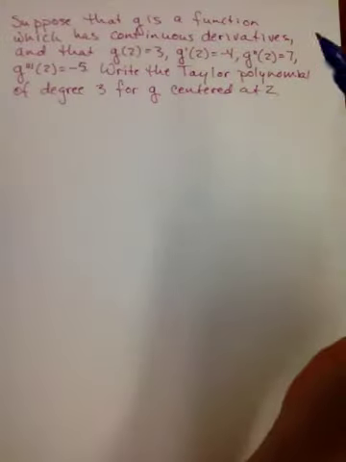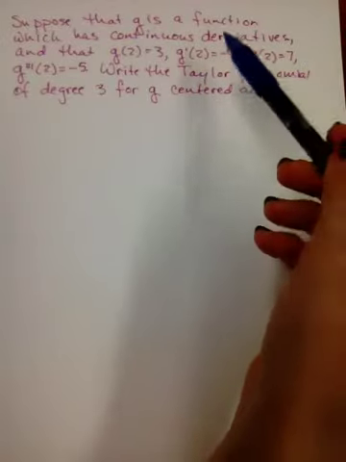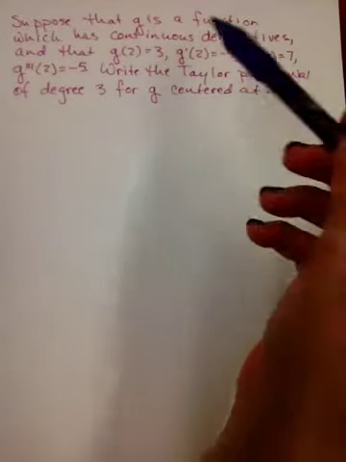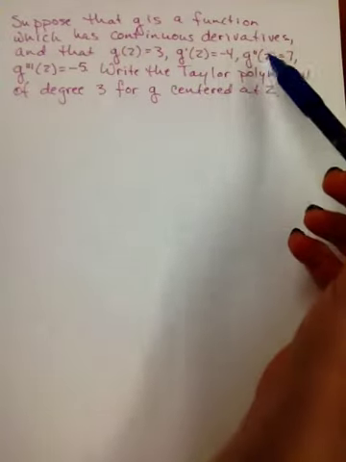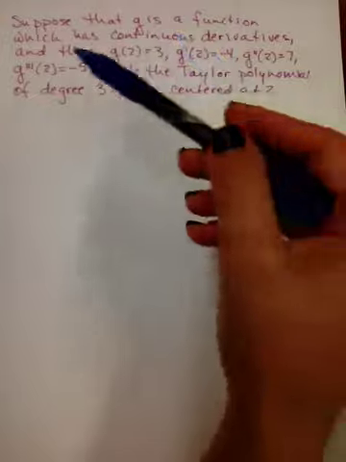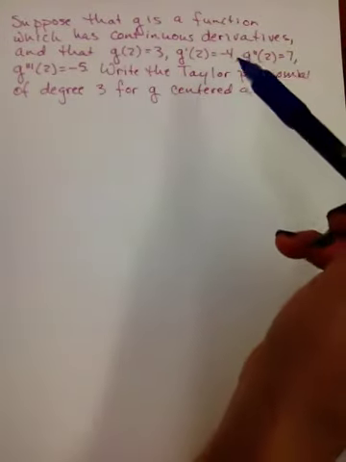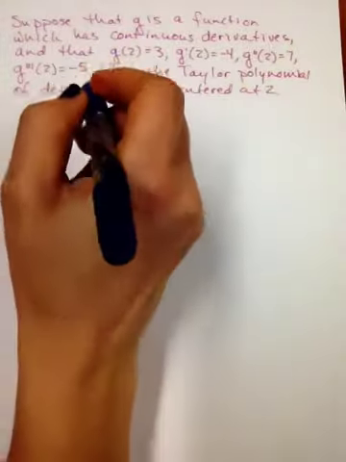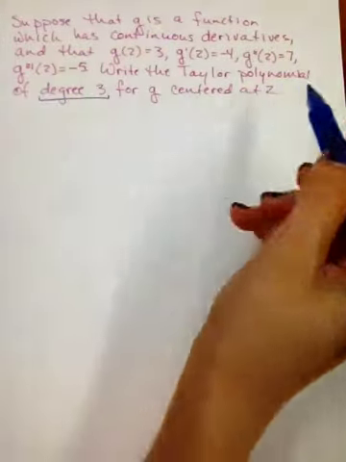Suppose that g is a function which has continuous derivatives, which means the first derivative exists, the second derivative exists, the third derivative exists, etc., and that g of 2 equals 3, g prime of 2 equals negative 4, g double prime of 2 equals 7, the third derivative at x equals 2 equals negative 5. Write the Taylor polynomial of degree 3 for function g centered at 2.